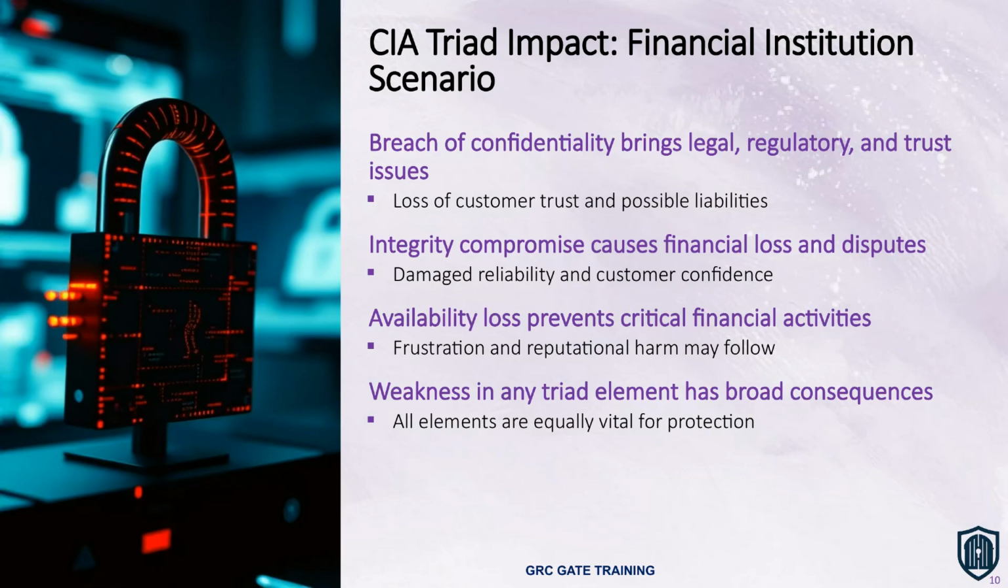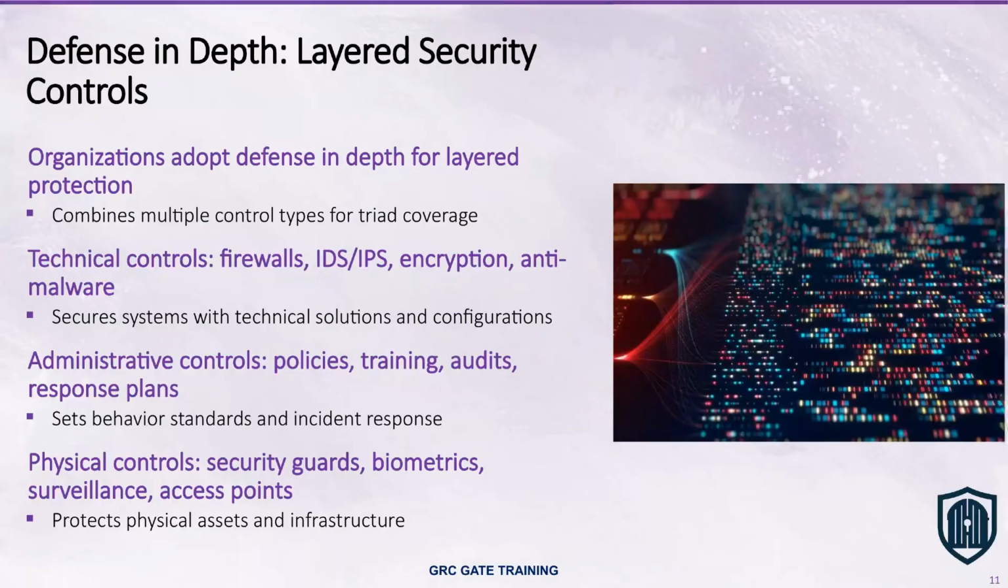If the availability of online banking services is disrupted by a denial of service attack, customers are unable to perform critical financial activities, resulting in frustration and reputational harm. Each element of the CIA Triad is therefore equally vital, and a weakness in any one area can have far-reaching consequences for the organization and its stakeholders.